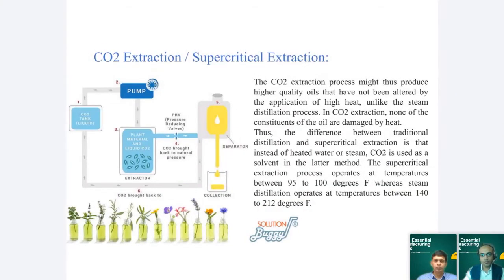The next process is CO2 extraction, that is supercritical extraction. This is a very rare process, used for oils that have low boiling temperatures and products that are very heat sensitive, where heat cannot be used. Supercritical extraction operates at 95 to 100 degrees Fahrenheit, so commonly at room temperature, while some steam distillations operate at 140 to 212 degrees Fahrenheit, say 90 to 100 degrees Celsius. The major thing is why CO2 extraction.